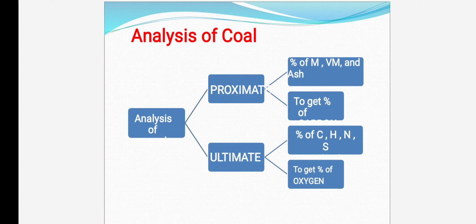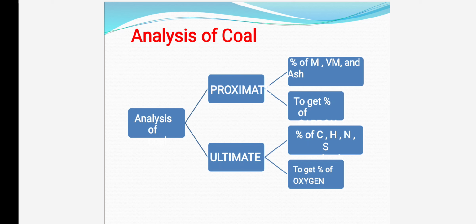Today we are going to discuss analysis of a coal sample from unit number 4, fuel. So first of all, why do we do analysis of coal? In order to determine the quality of coal, we do the analysis of a coal sample. Analysis takes place by using two methods. The first one is proximate analysis and the second one is ultimate analysis.